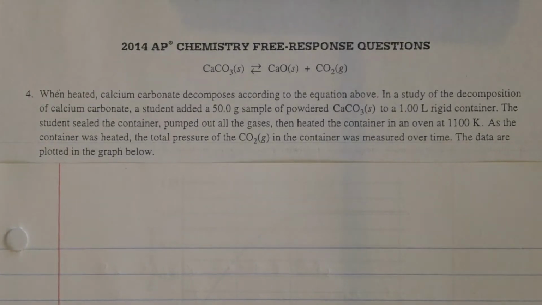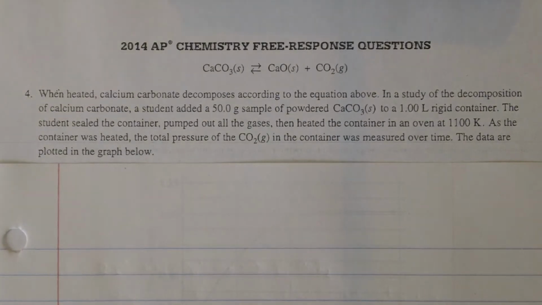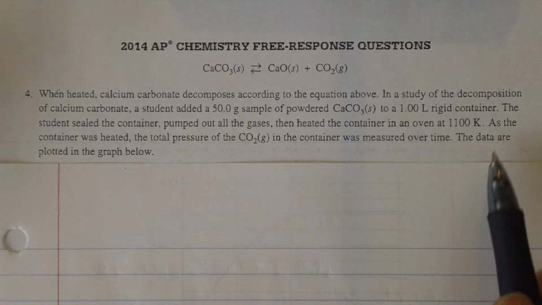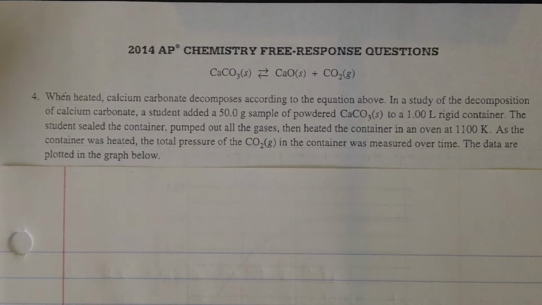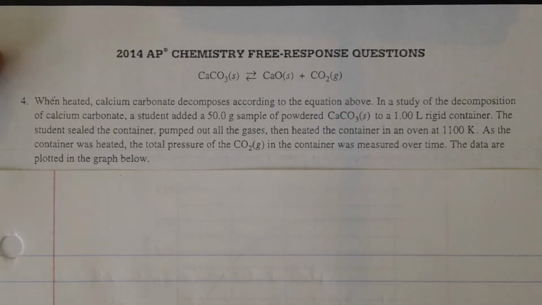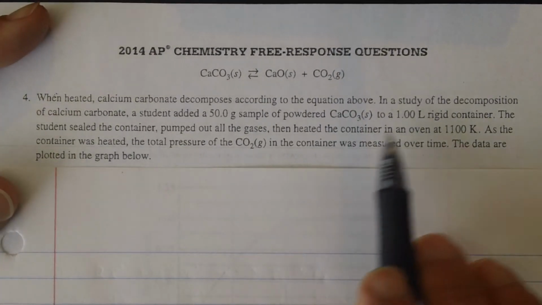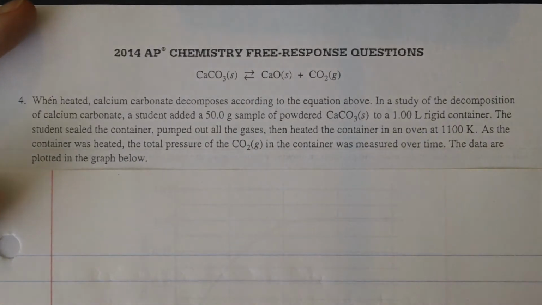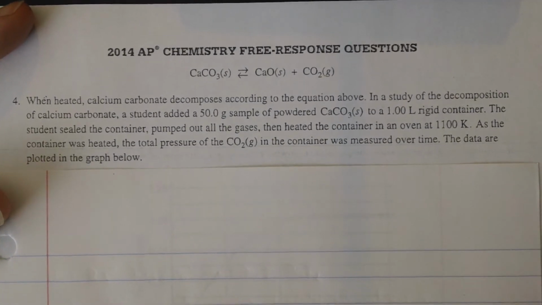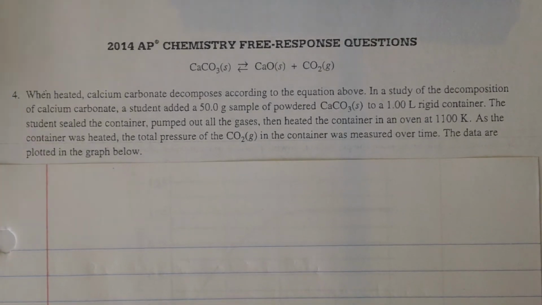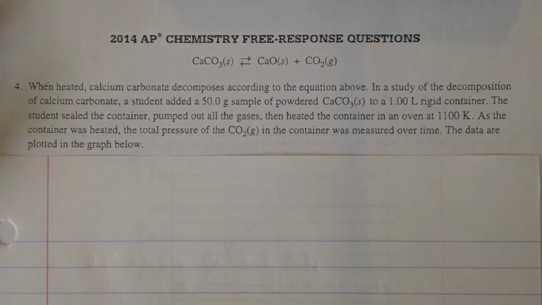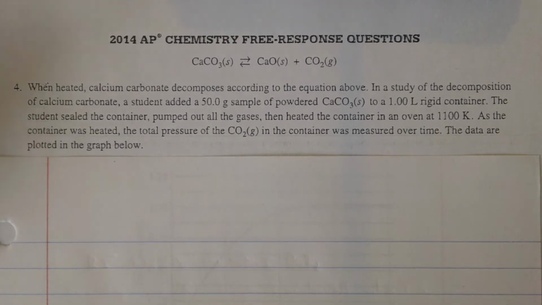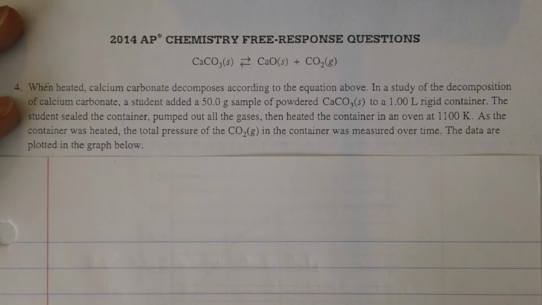50 grams of the calcium carbonate goes into that vacuumed out 1 liter rigid container, and then it's heated to a temperature of 1100 Kelvin. As the container is heated, the total pressure of carbon dioxide was measured over time. And at this point, all of you should be thinking, I've got a volume, I've got a temperature, they're talking about pressure, and so this screams ideal gas law. I don't know what the format of the exam is going to look like at this point for you guys, because they're going to shorten it, but I would still bank on ideal gas somewhere along the way. And so here we go.